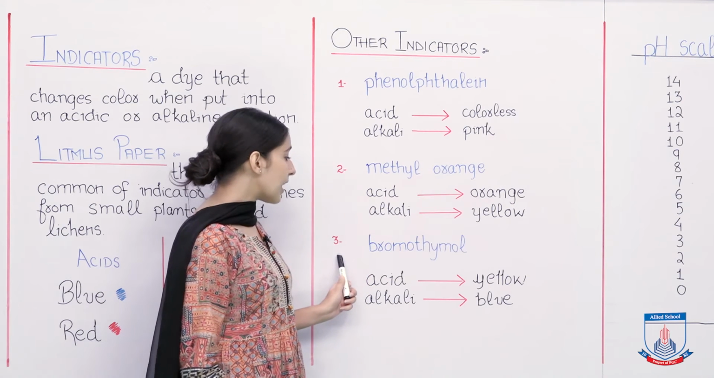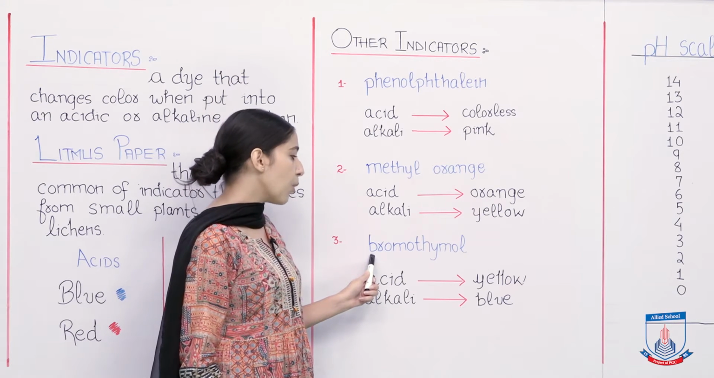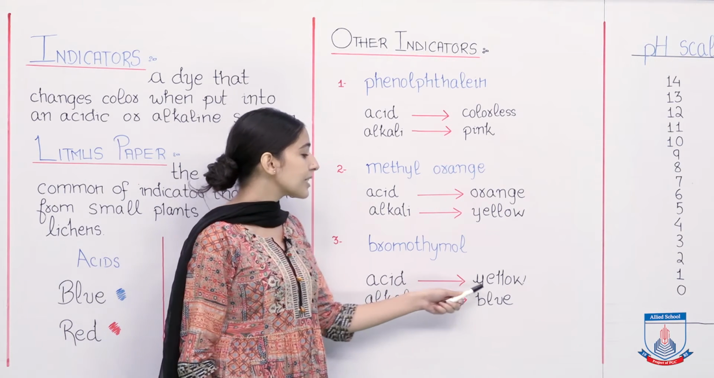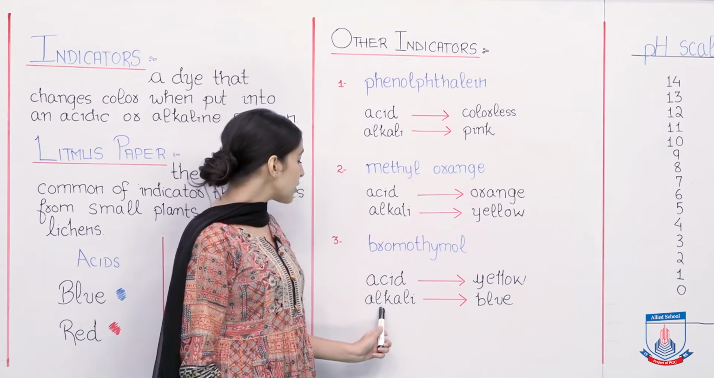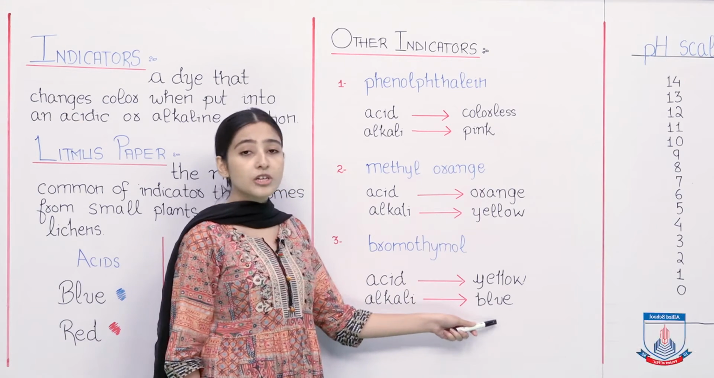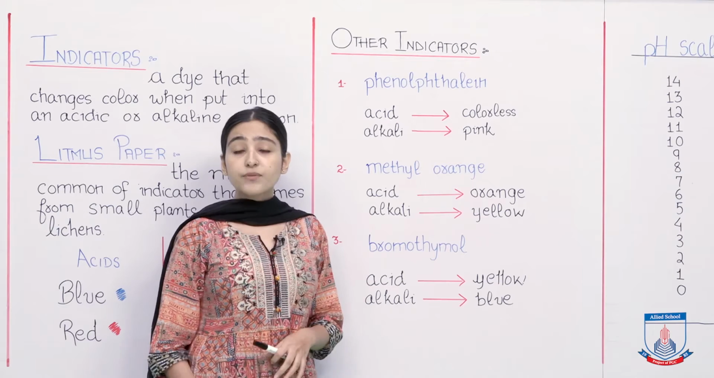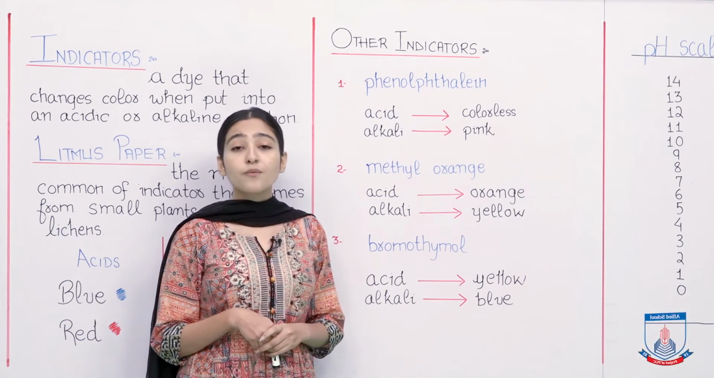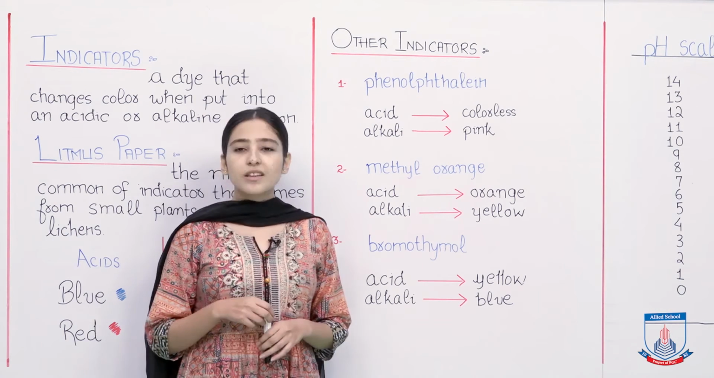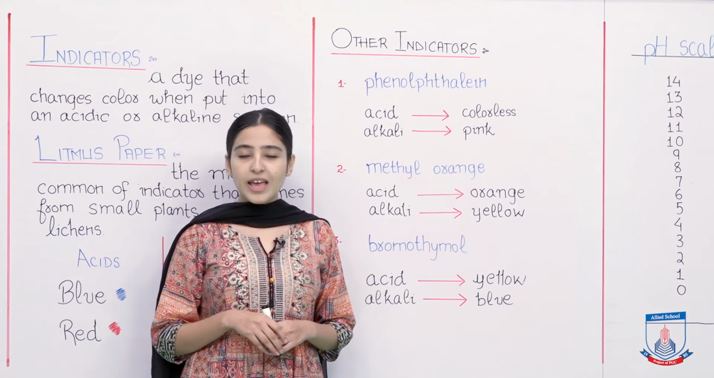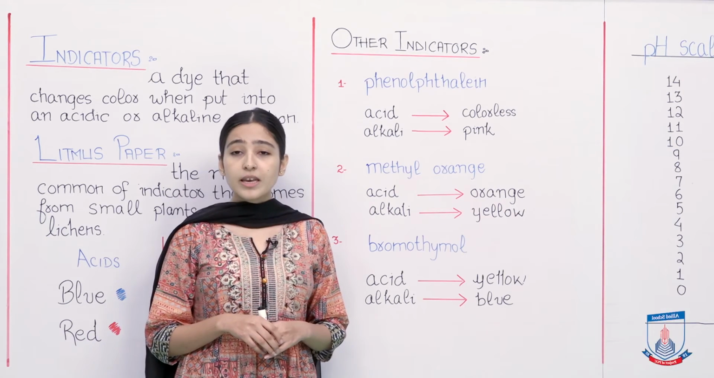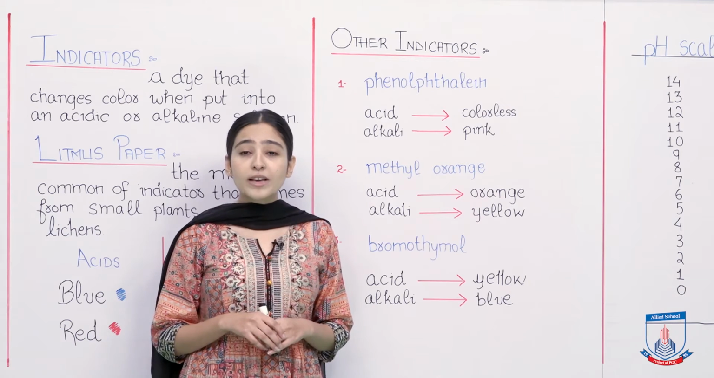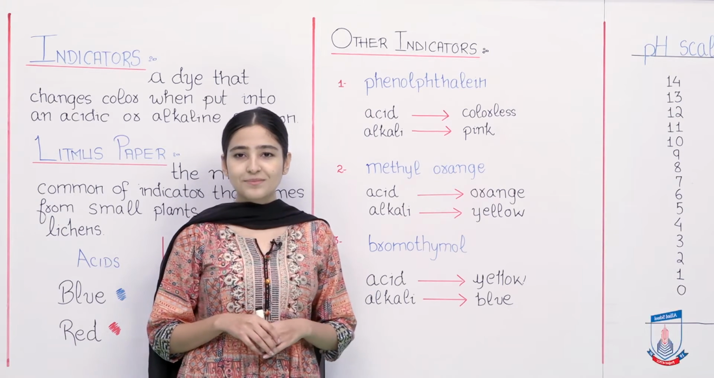The third and the last indicator is bromothymol. This indicator, if put into an acidic solution, will turn yellow, and if put into an alkaline solution, it will turn blue. We have to understand and learn all of these color changes for your upcoming exercise. Now let us move to our next board and we will study how strong and weak acids are categorized. In the same way, how strong and weak bases are categorized.